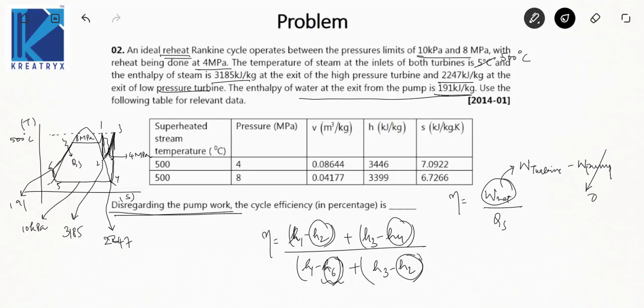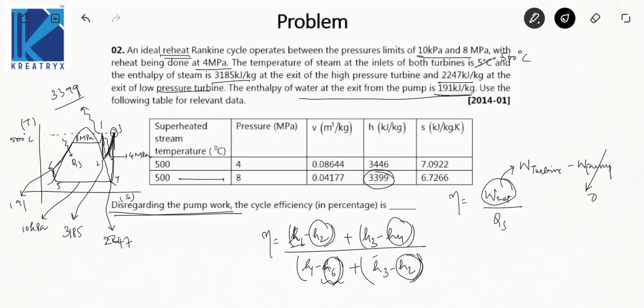All we now need is H1 and H3. What is H1? H1 is the entry to the high pressure turbine, that is the temperature is 500 degrees Celsius. Use this table. The constant pressure line is 8 megapascal, so this value, 3399. So H1 becomes 3399. And we need H3 also.